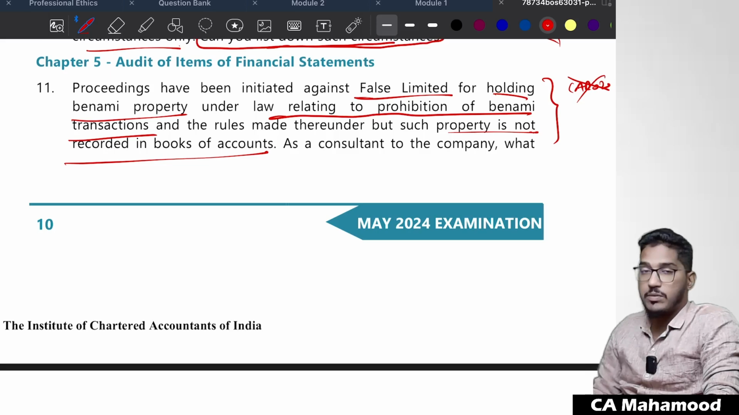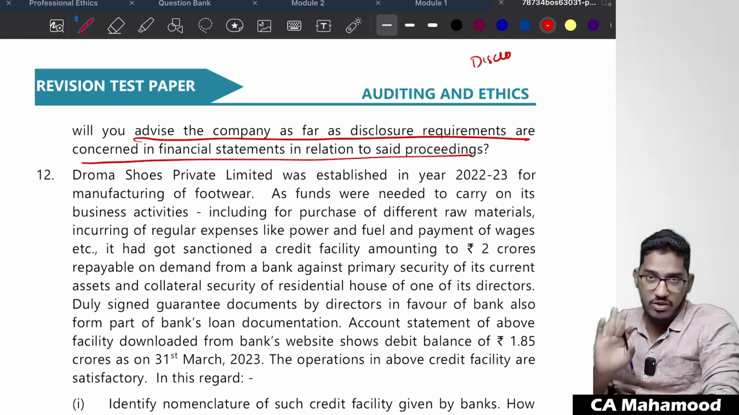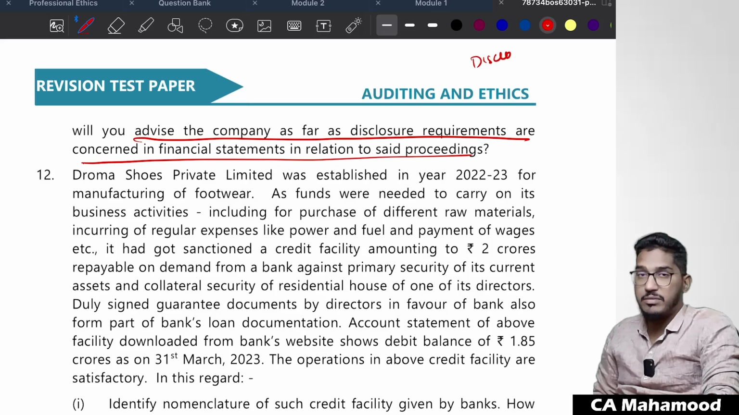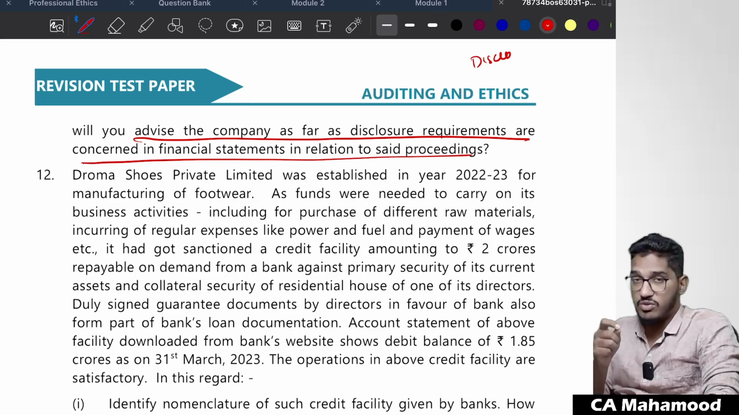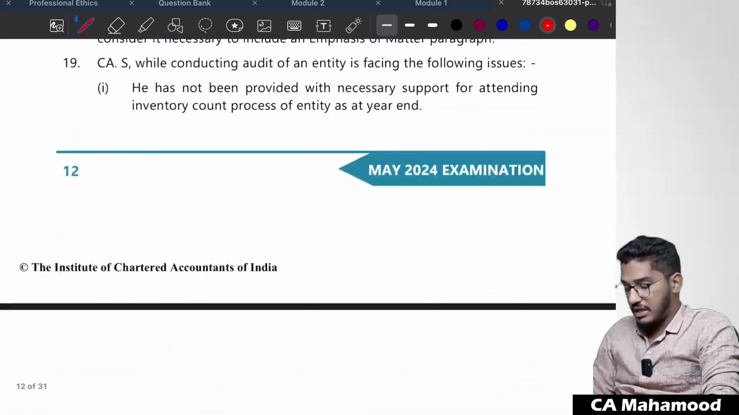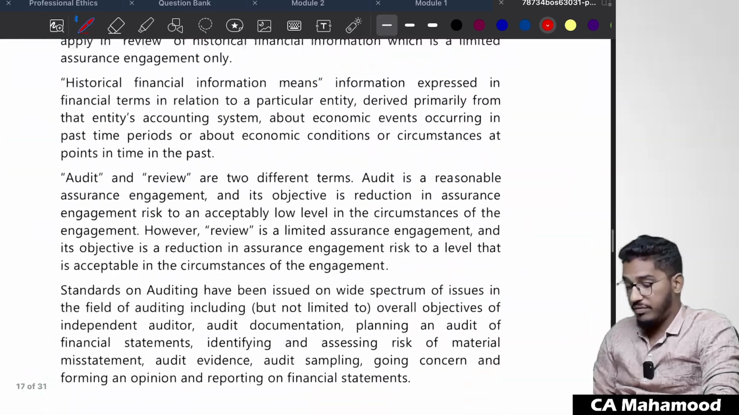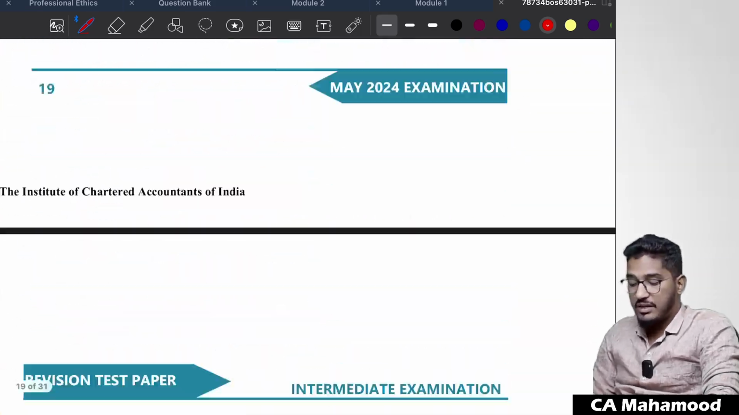No, they are not asking about the auditor's reporting requirements. They are asking what disclosure requirements management is required to follow. They are not asking you about the auditor's reporting requirements regarding Benami transactions. They are asking what disclosures management is required to give in the financial statements regarding Benami transactions. This we have already understood in the class. In the marathon also I have covered this part. This is going to be very important. You have to refer to it. Even in the summary notes I have added these disclosures.